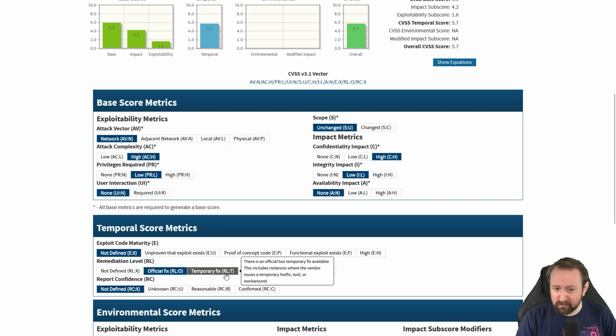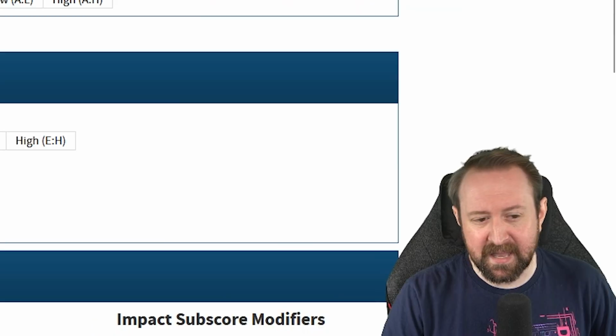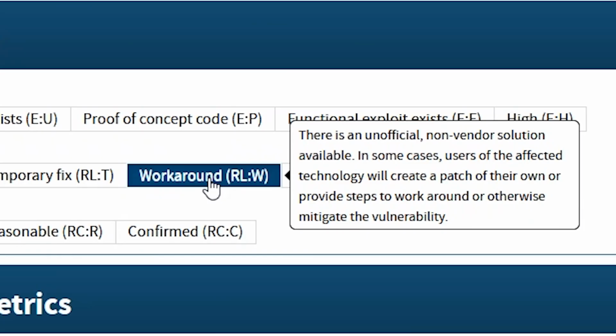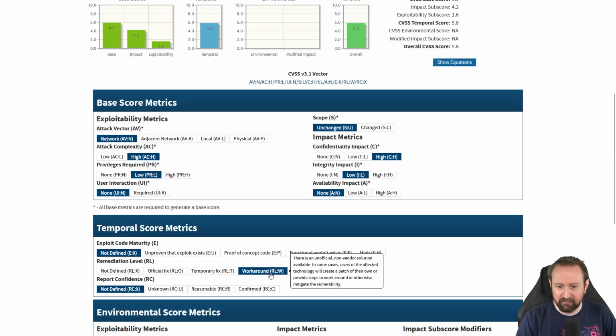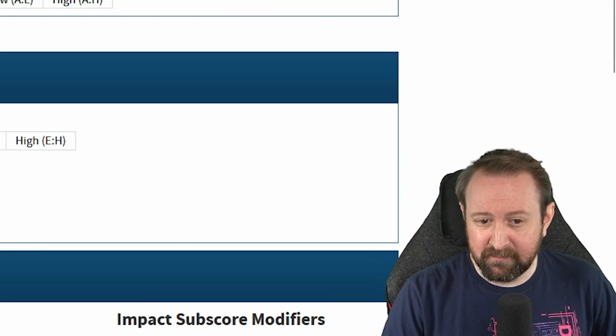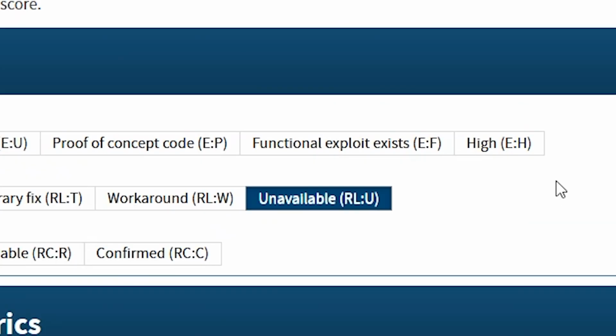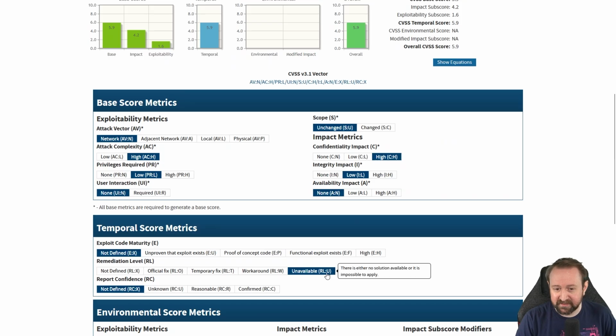If there's only a temporary fix, right? So if the vendor, for example, has only issued some manual remediation guidelines, that's a temporary fix, or a hot fix, that again takes it down to 5.7. Workaround: you have to change some config, or there's a specific guide that the vendor has released that's not a fix, but it effectively negates the vulnerability in some way. With a workaround, that will bring it back up to 5.8. Unavailable, right? So the vendor hasn't fixed it yet. That takes it right back up to 5.9.